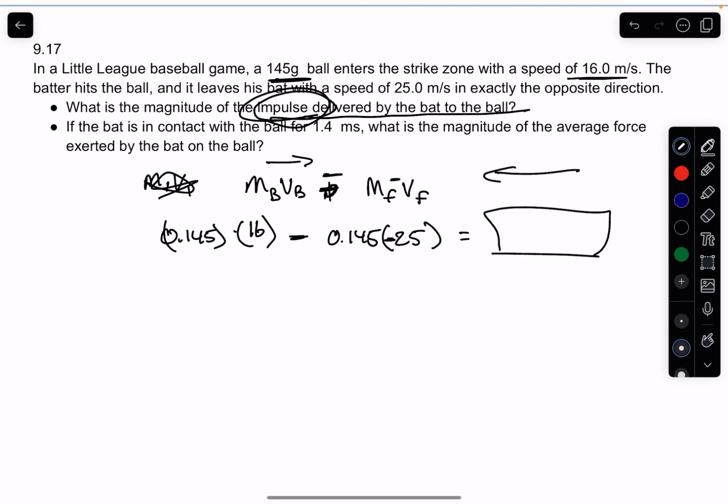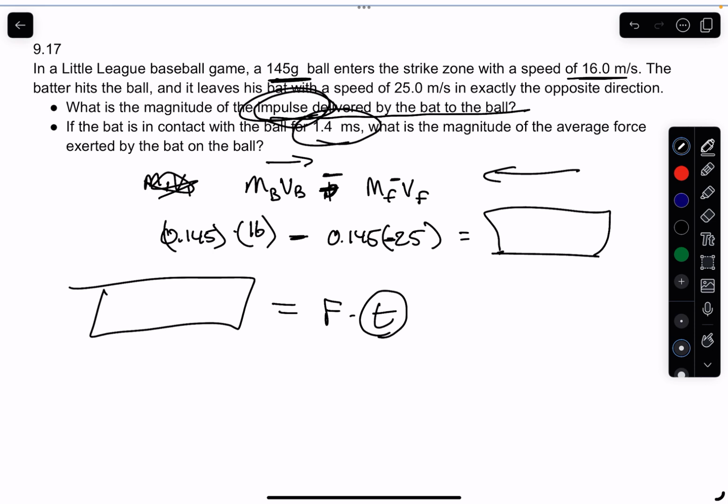And then when you're asking the question of the force, once you know this number here, box here, whatever, that equals F times T, and you can find the average force because you know the time. The time was this number. Note that's in milliseconds, so watch that, and then you can solve for the force.